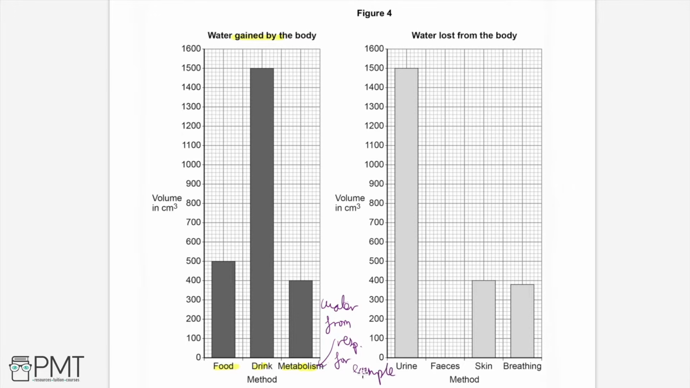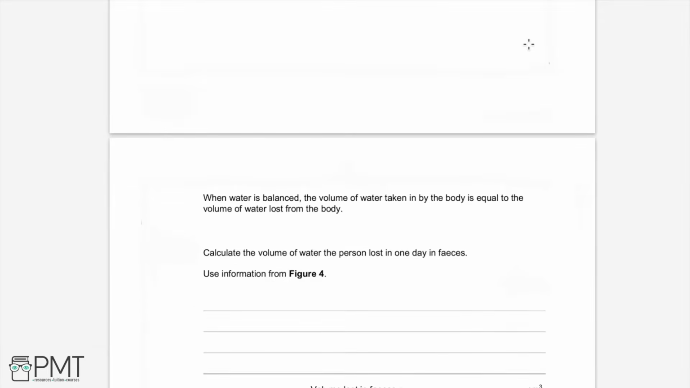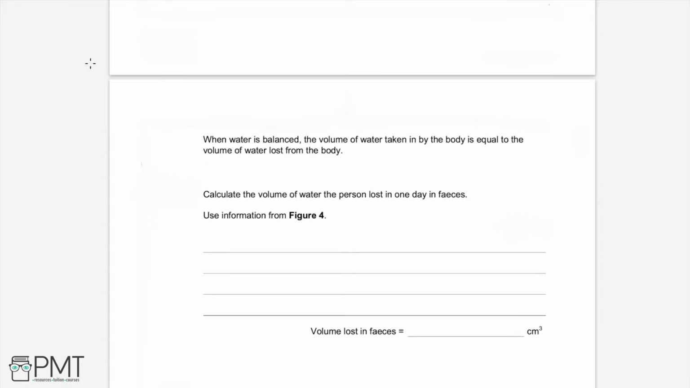On the right, we can see the water lost from the body. Now, this has all but the feces filled in, which includes the urine, skin, and breathing. As we can see, the majority of water is lost through the urine. Let's see what the question wants us to do.